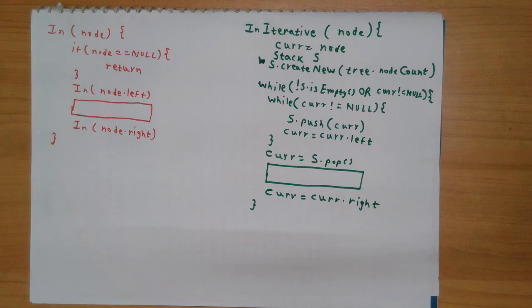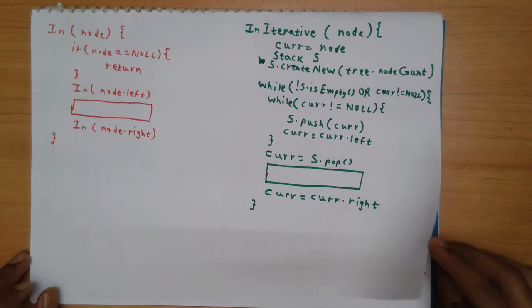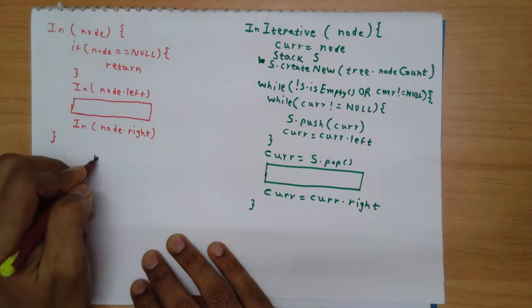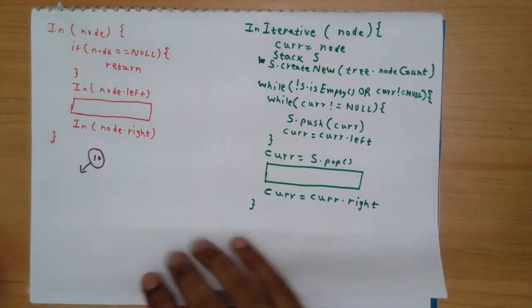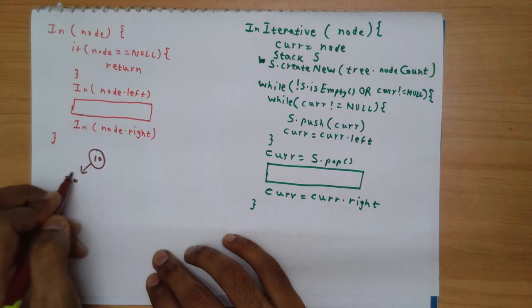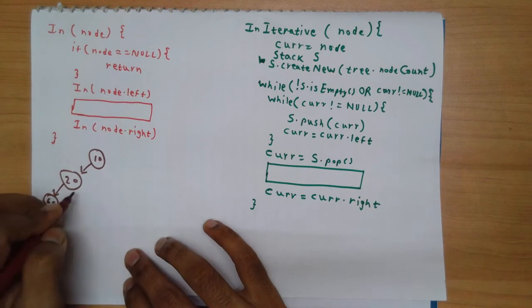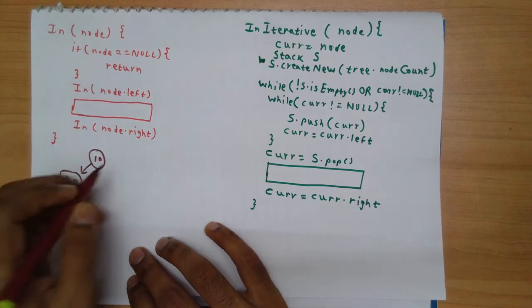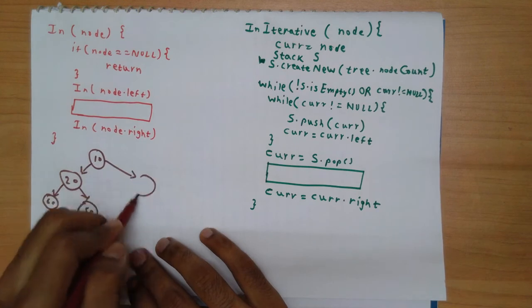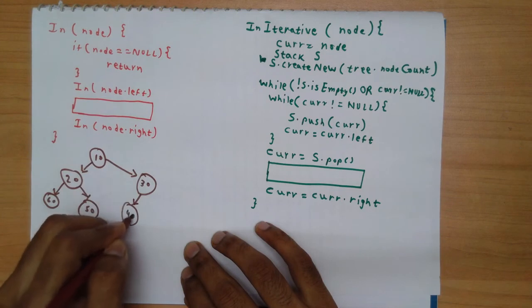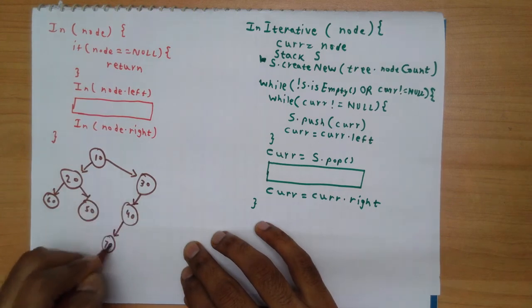Now let us see how our iterative in-order traversal method works on our example tree. So let's draw the tree that we have been using throughout these examples. I have 10 as the root node, and then on the left I have 20, and to the left of 20 I have 60, and then right I have 50, and then the right of 10 I have 30, and then I have 40, and then I have 70.